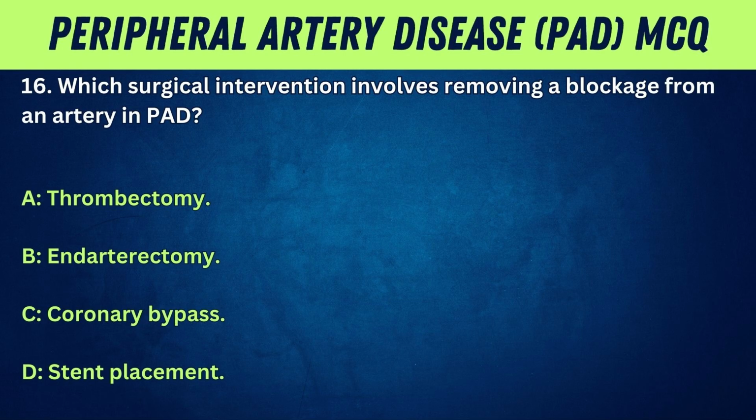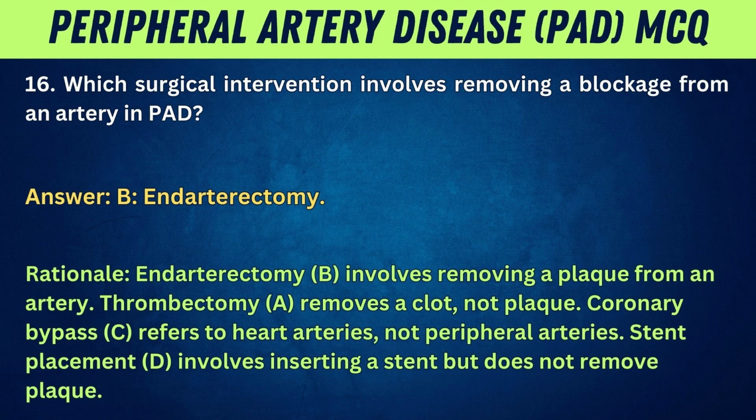16. Which surgical intervention involves removing a blockage from an artery in PAD? A. Thrombectomy. B. Endarterectomy. C. Coronary bypass. D. Stent placement. Answer: B. Endarterectomy. Rationale: Endarterectomy, B, involves removing plaque from an artery. Thrombectomy, A, removes a clot, not plaque. Coronary bypass, C, refers to heart arteries, not peripheral arteries. Stent placement, D, involves inserting a stent, but does not remove plaque.